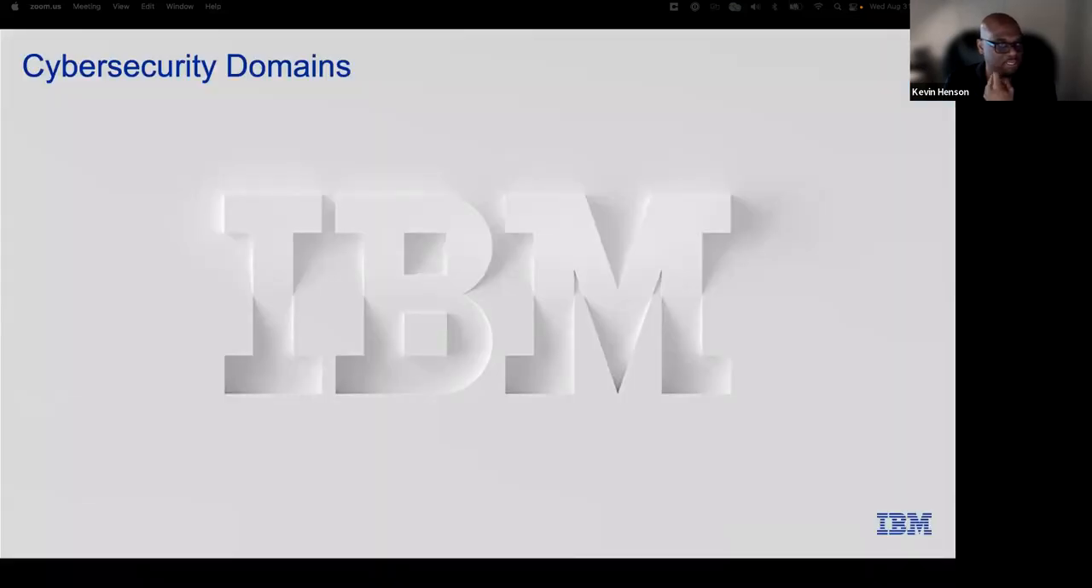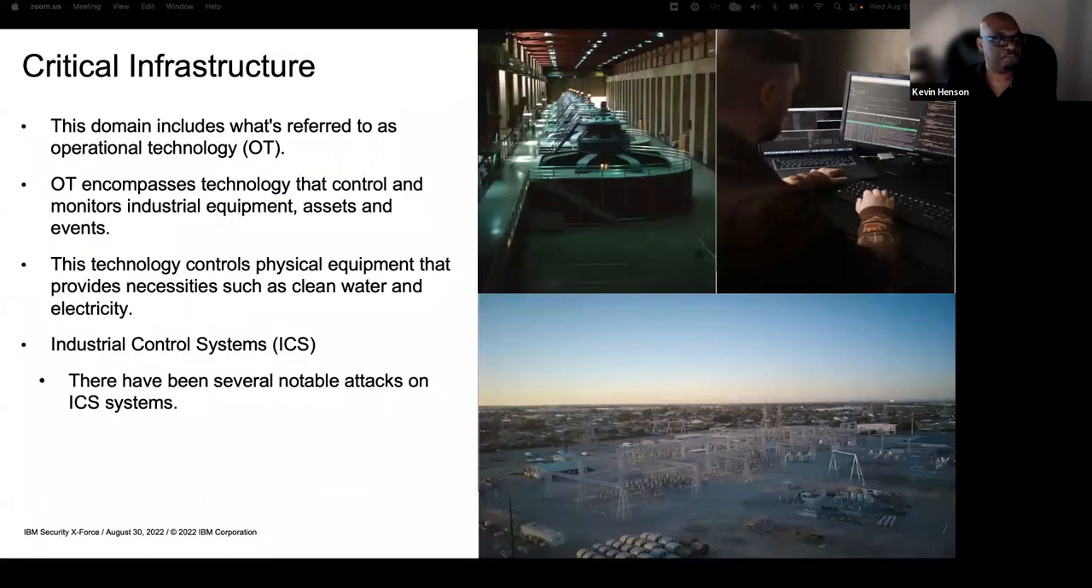Okay, so now I'm going to talk about the cybersecurity domains. The first one is critical infrastructure. This domain includes what's referred to as operational technology, which encompasses the technology that controls and monitors industrial equipment, assets and events. Think about the equipment in this domain: the equipment that brings you lights, like electrical plants, and brings clean water to your home.